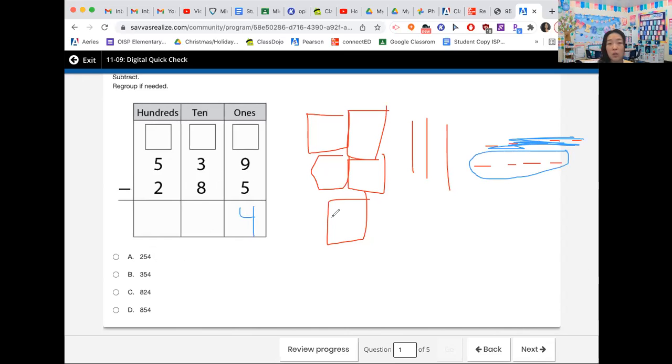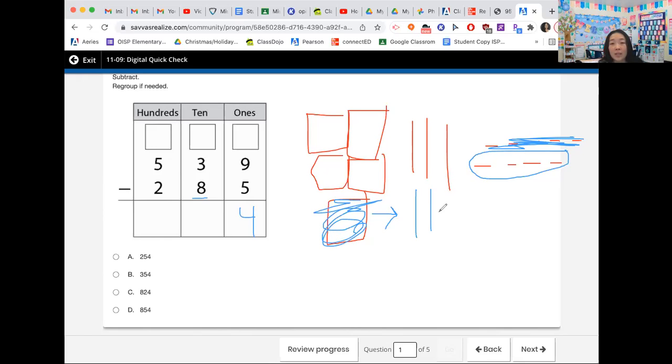What is step 2? Subtract the 10s. Okay, do we have enough 10s to subtract 8? Do we have enough 10s? No. What do you need to do? Regroup. So we're going to take away one of these hundreds and they're going to become what?